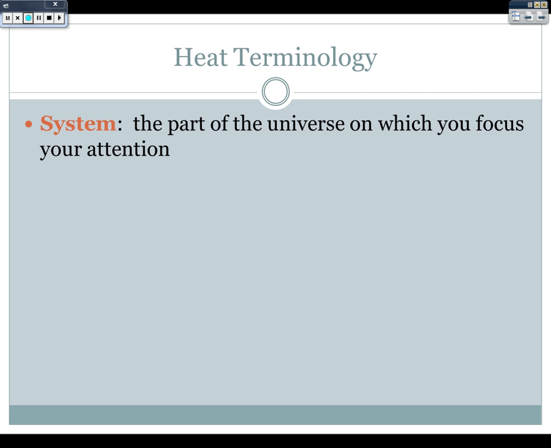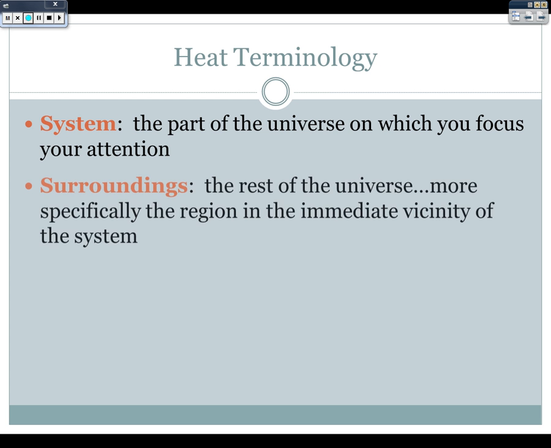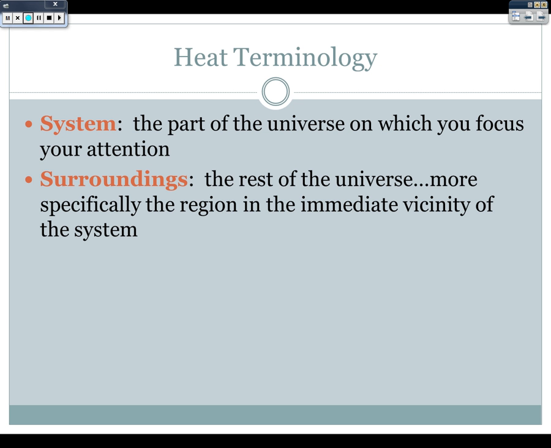It's the actual chemical reaction, or the actual phase change, or what have you. And the surroundings is the rest of the universe. Or more specifically, the region in the immediate vicinity of the system. So when you have the universe, you have system plus surroundings. System is the chemical reaction or phase change or whatever that you're focusing on. The surroundings is pretty much everything else.